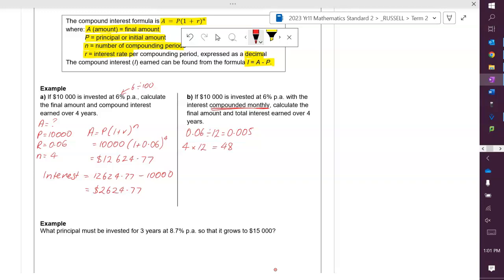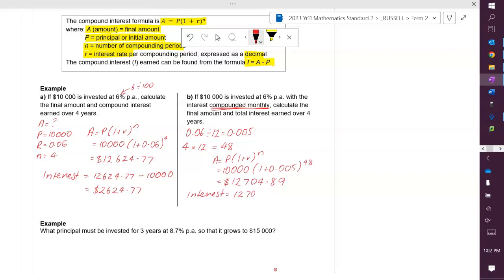So I still use my exact same formula. And I still put in my $10,000. And then it's 1 plus my interest rate, which is 0.005, and it's for 48 months. So that means every month it is compounded. So if I work that out, that tells me $12,704.89.